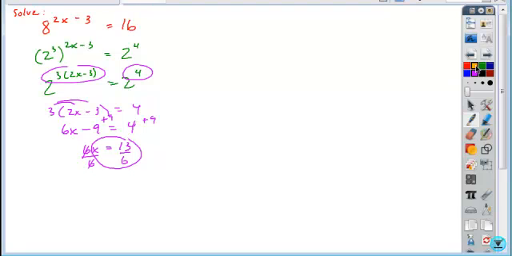Right, when I double check this, I plug it back in. I get 8 to the 2 times 13 over 6, which gives me 13 thirds, minus 3, which is 9 thirds. So I'm left with 8 to the 4 thirds, and we're testing to see if that is equal to 16. Well, remember, when you take a rational power, you can apply the power or the index first. The denominator is the index. So I'm going to take the cube root of 8, which is 2. Is 2 to the 4th equal to 16? Yes, and so that checks.